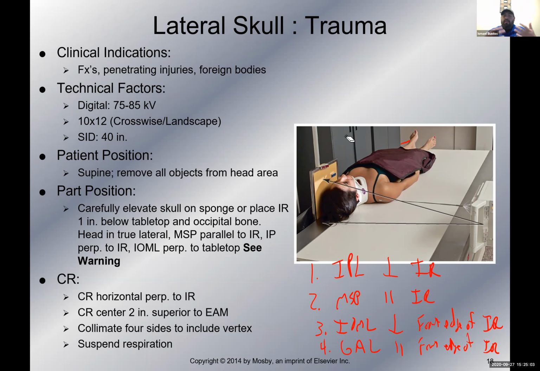Okay. Now, once you've done all that and you get all these things to get a true lateral, right, the CR is going to be horizontal and perpendicular to the IR, right? So again, we do have a horizontal beam, and it's going to be perpendicular to the image receptor. We still want to center the same spot that we do for any other lateral skull projection, normal skull projection, 2 inches superior to the EAM. So find the EAM and go 2 inches superior, and that's where you want to center.